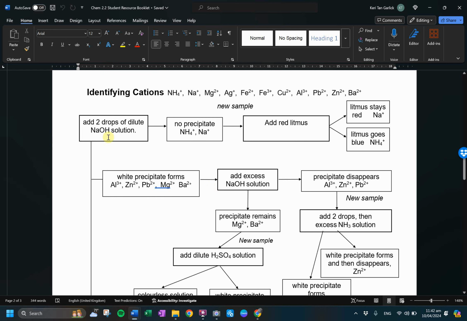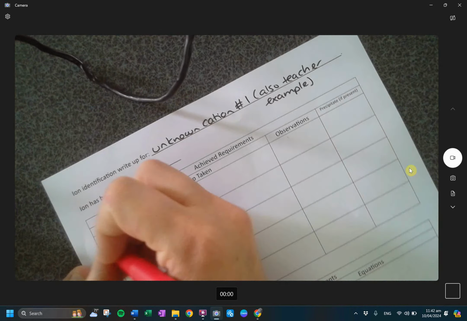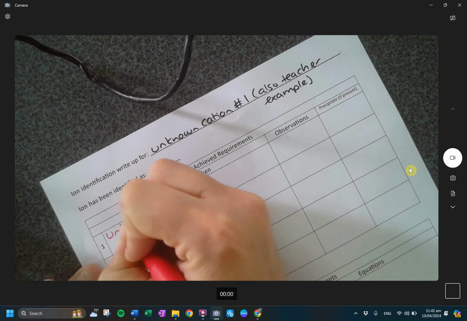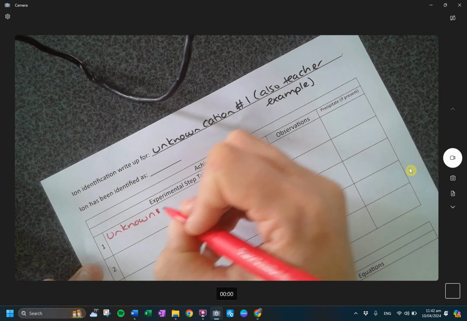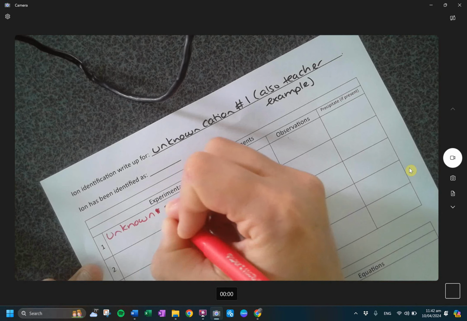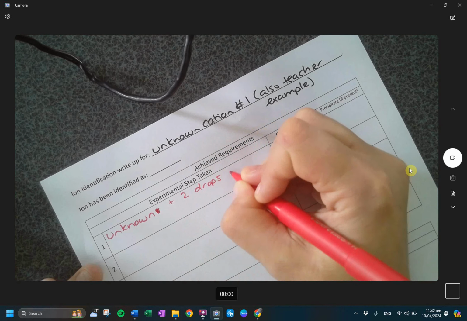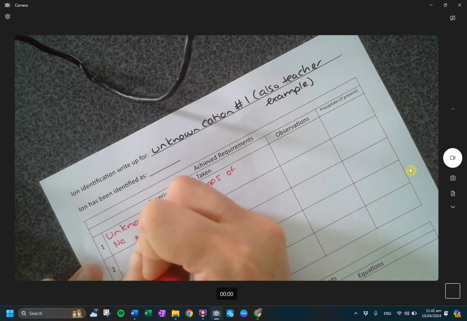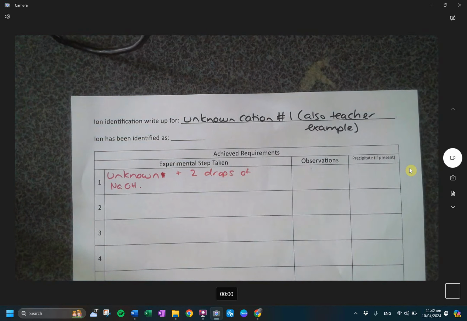All right, the first step in that one is to take my unknown and add 2 drops of dilute sodium hydroxide. So I'm going to write that down as my first step. That's an Achieve requirement. Unknown plus 2 drops of NaOH. Cool? All right, let's do that.